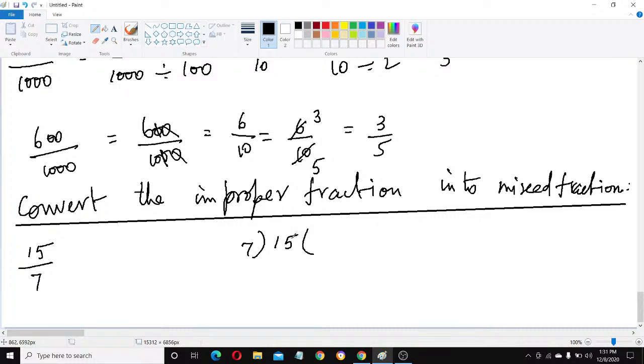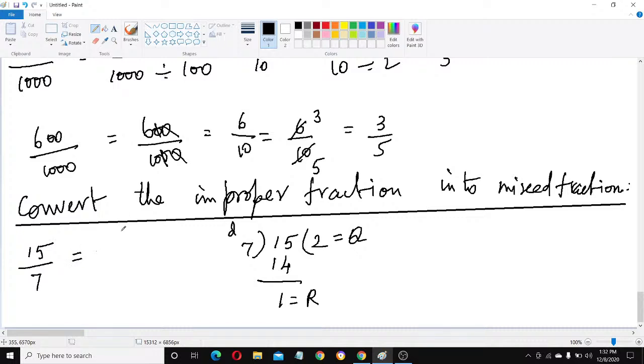7 how many times does it go in 15? 1 7 is 7. 15 minus 7. What is 15 minus 7? Sorry, here how many times does 7 go in 15? 2 times. 2 7s are 14. 15 minus 14, the remainder is 1. The remainder is 1, the quotient is 2. 7 is the divisor.